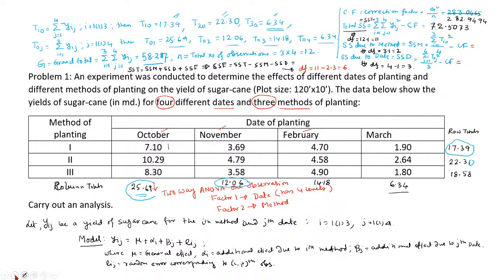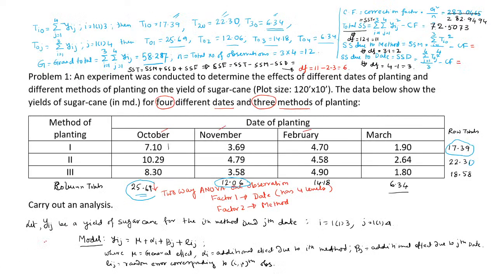So write this on page 2. SST equal to 72.5073 with degrees of freedom equal to 11. SSM according to Paulumi, this is equal to, okay Paulumi, very good, 3.2802, and SSD is 65.9465.